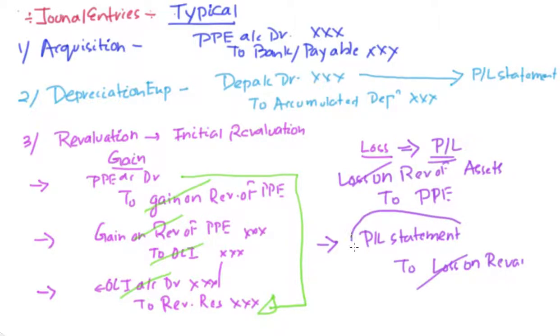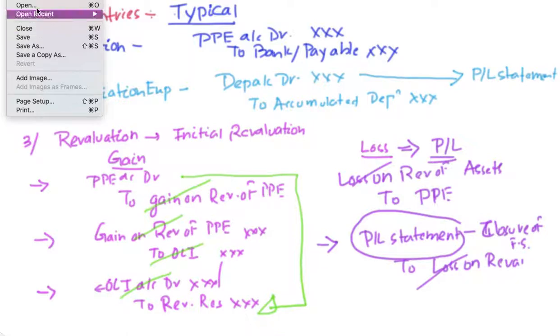Basically, this is similar to OCI, and we use this as a transitory account at the time of closure of the financial statements. So these are four journal entries that are relevant in respect of property, plant, and equipment. Now let's move on to two more journal entries.